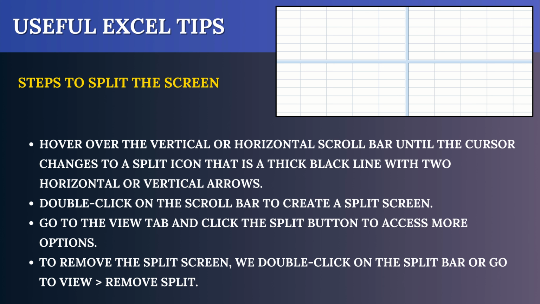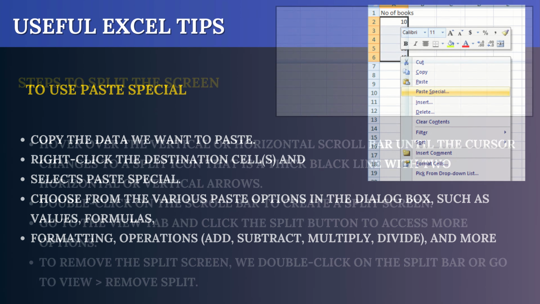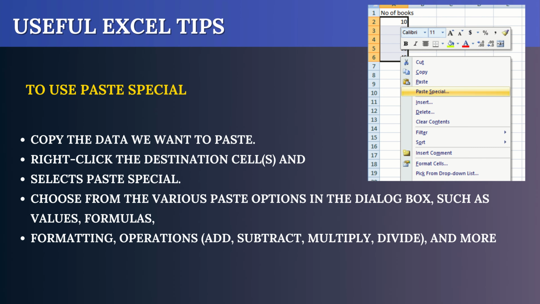The Paste Special feature gives us control over how pasted data should be treated, such as preserving formatting, transposing rows and columns, or performing operations. To use Paste Special, first we copy the data we want to paste. Then we right-click the destination cells and select Paste Special. We choose from the various paste options in the dialog box, such as values, formulas, formatting, operations, that is, add, subtract, multiply, divide, and more.